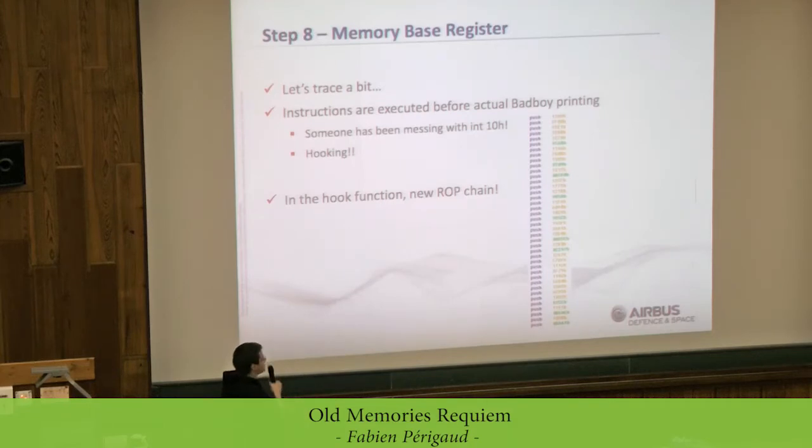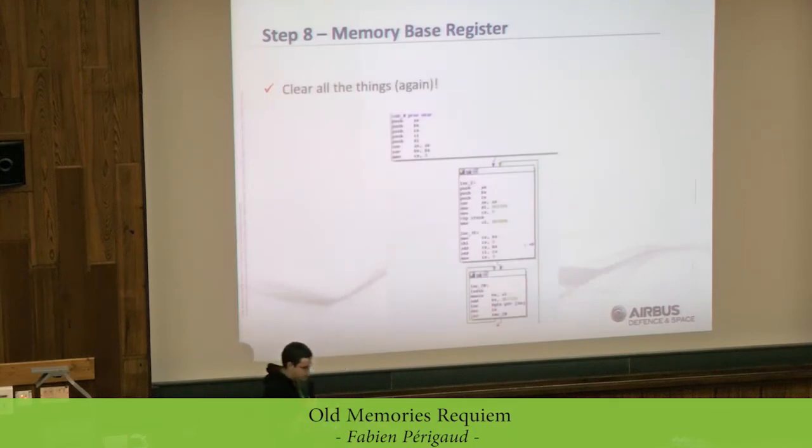If we trace the code a bit with QEMU, we can see that in fact there are instructions executed before the bad boy printing. So it seems that someone has been hooking the int 10 instruction. It might have been done in the big obfuscated code. And if we look at the hook function, we can see a new ROP chain. Same operation, we clean it and we have code which is readable.